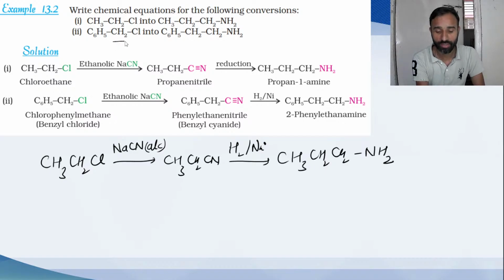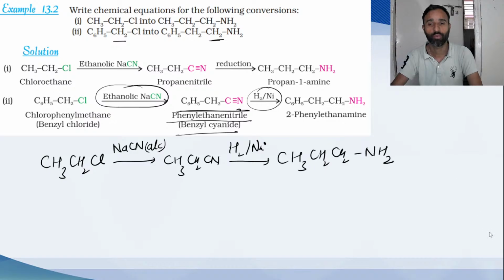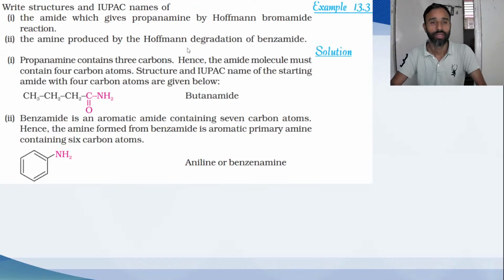Next, again we increase one carbon, again we use NaCN. We get this product, phenylethanenitrile or benzyl cyanide, and then on reduction we get the product.